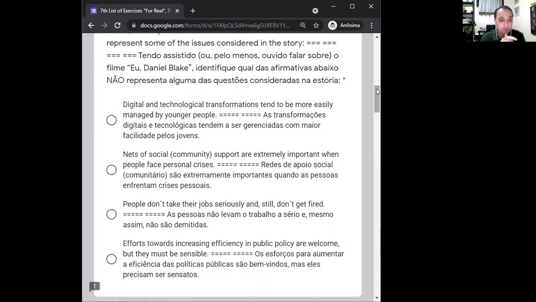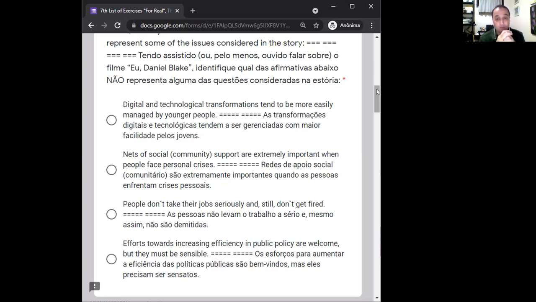Just to check, the last one: efforts towards increasing efficiency in public policy are welcome, but they must be sensible. Hey guys, check out this expression, sensible. It's at the same time a sophisticated expression, but it's also common in daily life. You use this word, sensible, and that means sensato in Portuguese. And this is a very good expression.